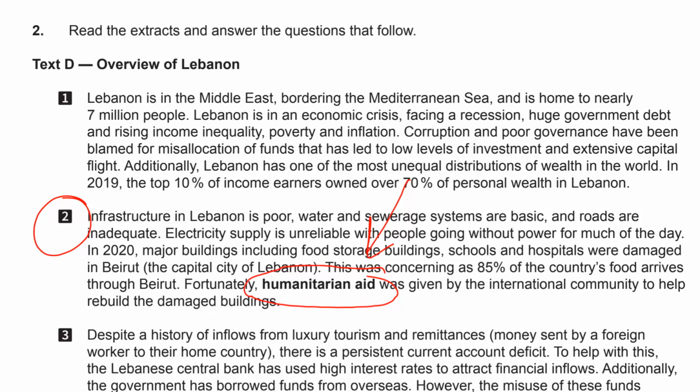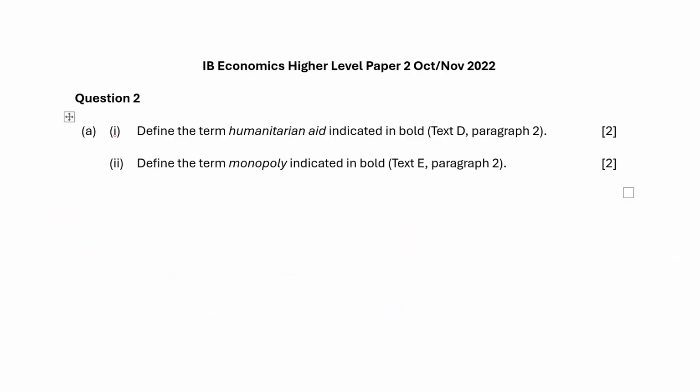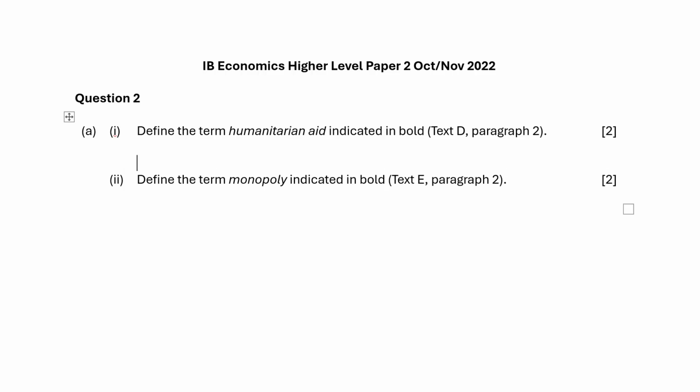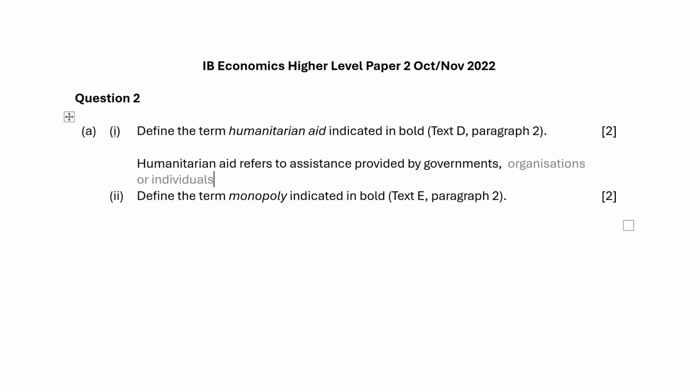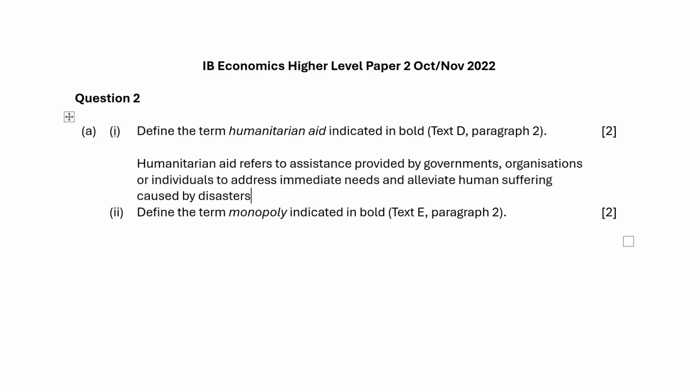Right, let's head on over to my working space. This one is pretty easy, I think. We just got to straight up define what humanitarian aid means in the context of the article. So I would probably say something like, humanitarian aid refers to assistance provided by governments, organizations, or individuals to address immediate needs and alleviate human suffering caused by disasters, conflicts, or crises.